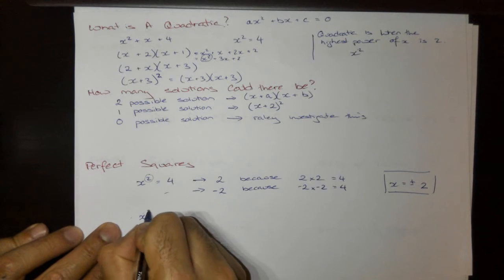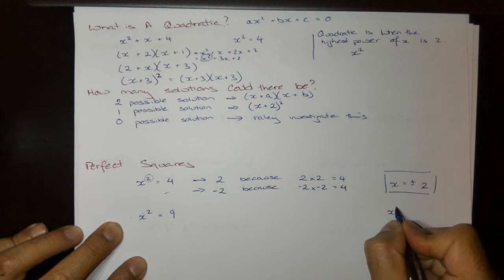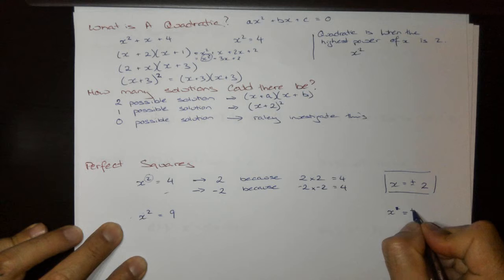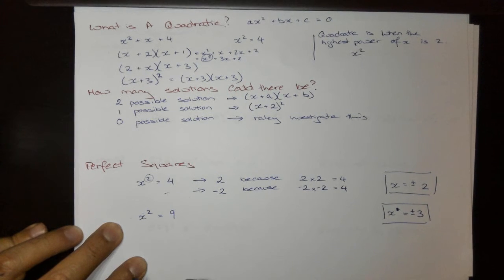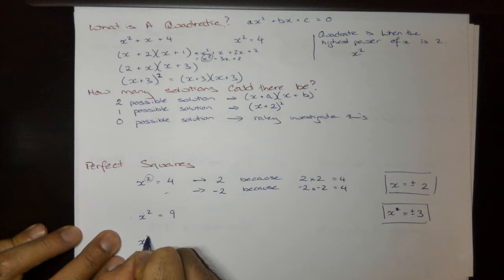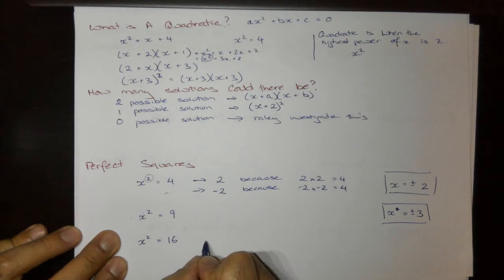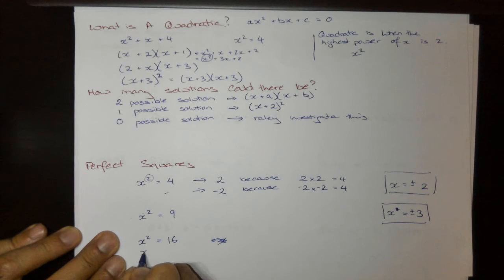If I gave you another one, x squared equals 9, you would say x is equal to the square root of 9, which is plus or minus 3, as 3 times 3 equals 9, but also negative 3 times negative 3 equals 9. If I gave you this, you would say x is equal to plus or minus 4.